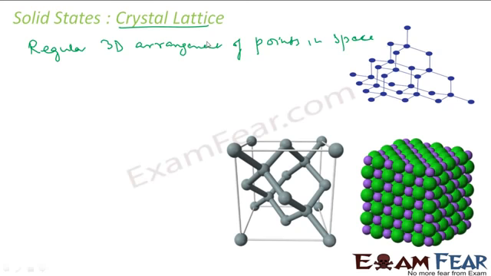Correct? Please note, it is not found in amorphous solids or gases. You don't have a crystal lattice there, because a crystal lattice has to be regular. You see, the word regular is there, and the word regular doesn't come in amorphous. Correct? So crystal lattice is a regular 3D arrangement of points in space.